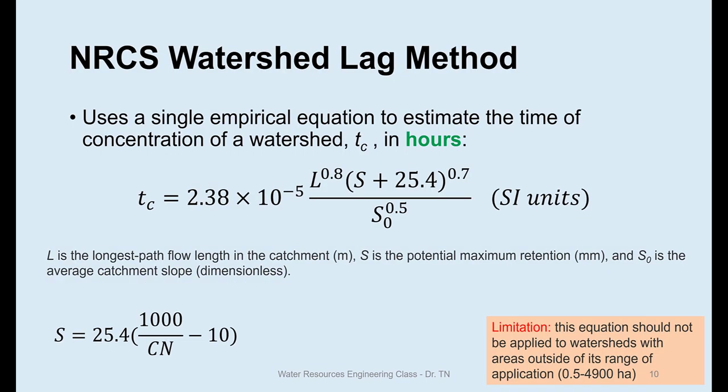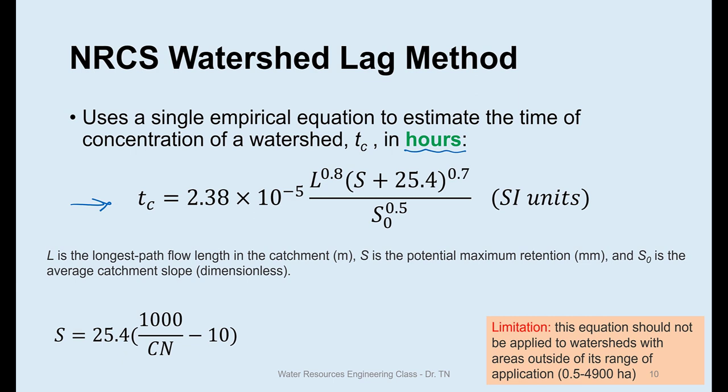So far we have learned about the NRCS velocity method, aka the TR55 method. Now I'm going to introduce you to the NRCS watershed lag method, which is way easier to calculate because it only depends on watershed physical characteristics that are readily available to us. So in other words, we don't need to decide on the flow regime. This method uses only one empirical equation that I have written right over here to calculate time of concentration in hours. This is important: time of concentration from this equation is in hours.